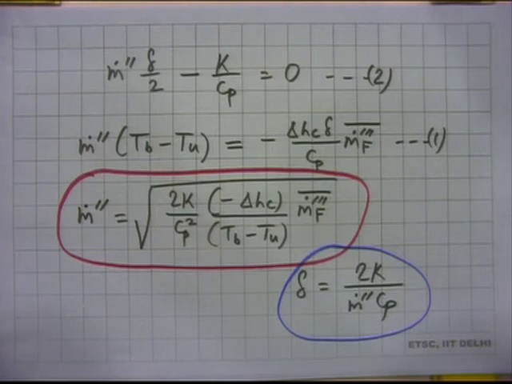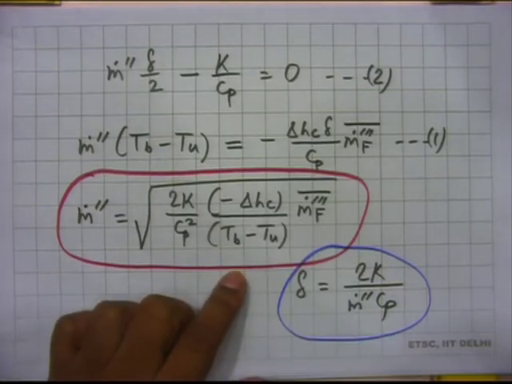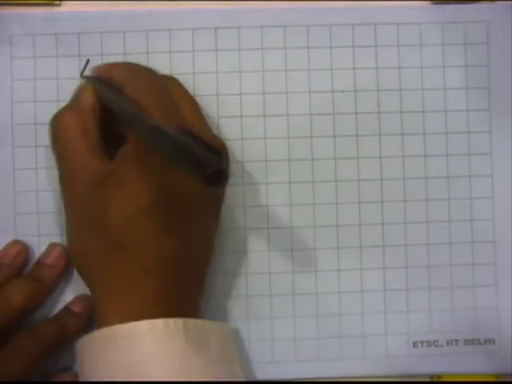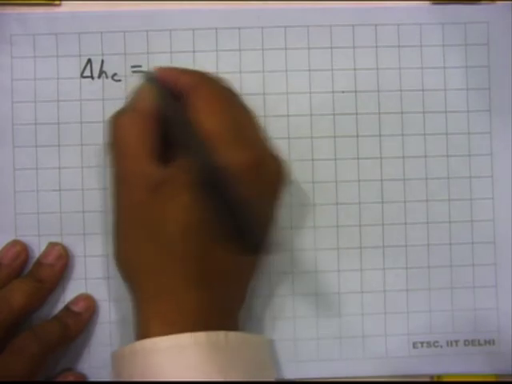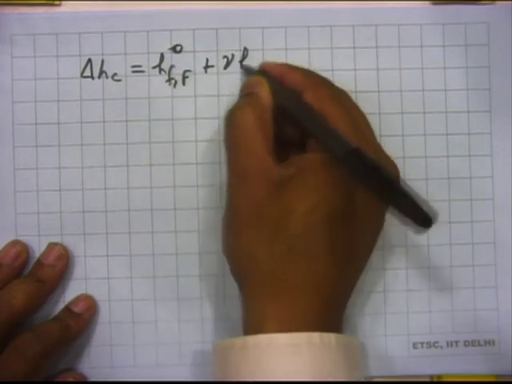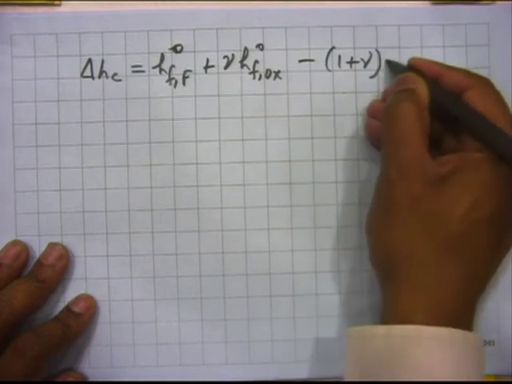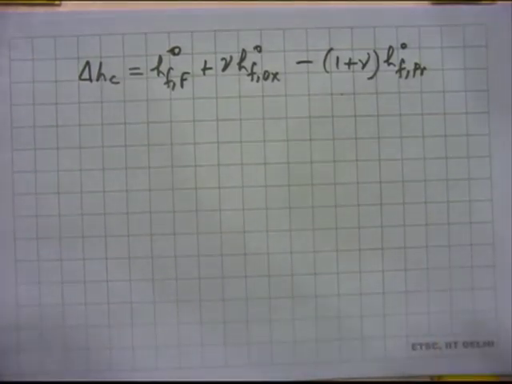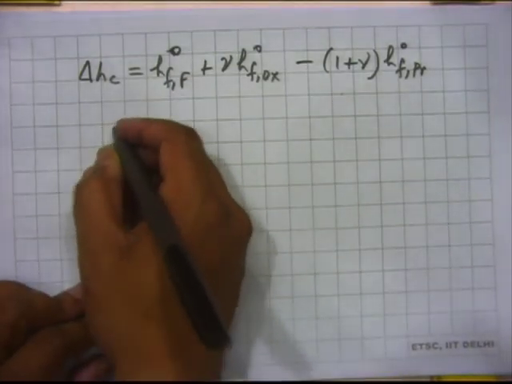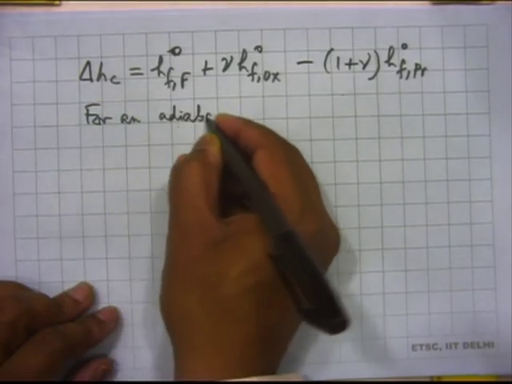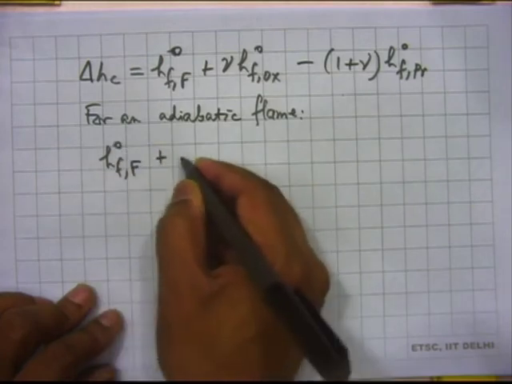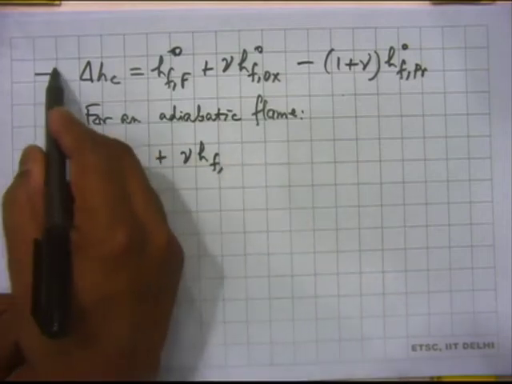There is one more little thing that we can do. It is actually possible to write delta H c in terms of T b and T u. So, we will do that also. Delta H c is, as we know, this much, and for an adiabatic flame, that is, we are neglecting heat losses from the flame. So, this is delta H c that we already have.